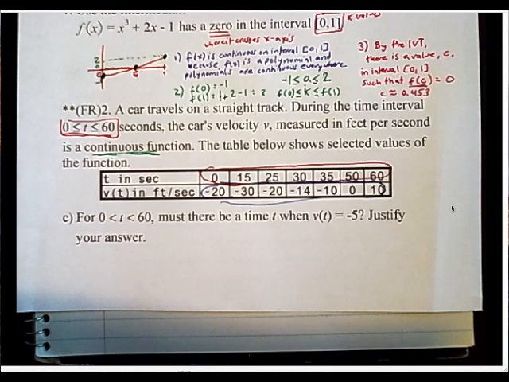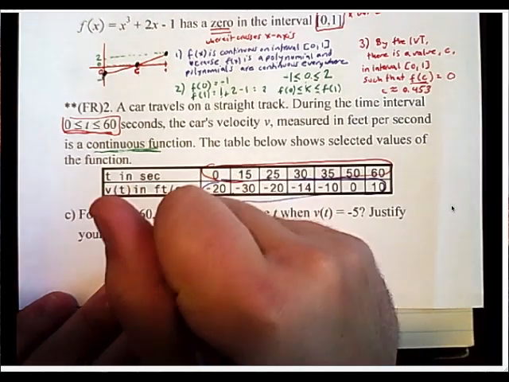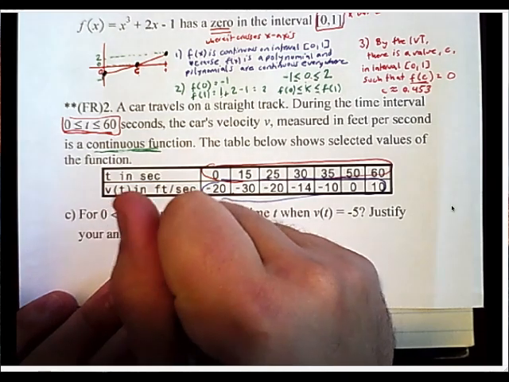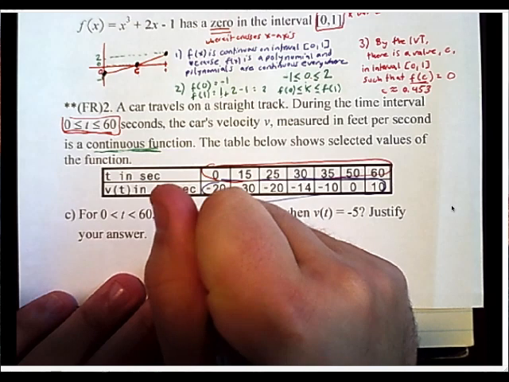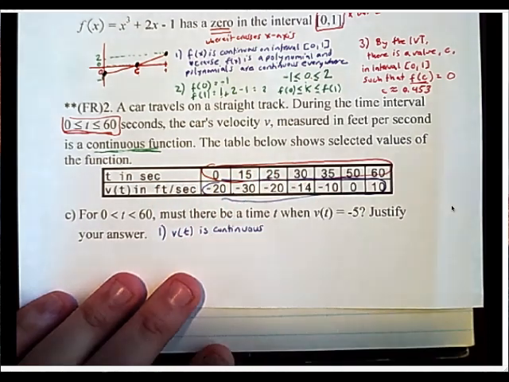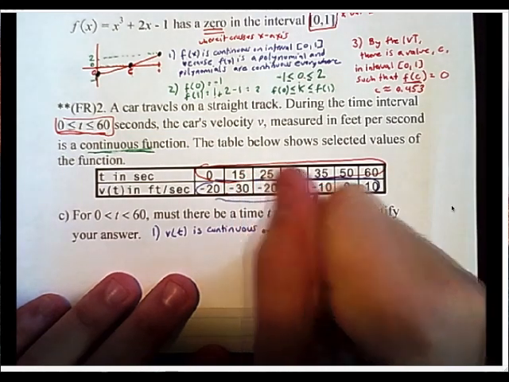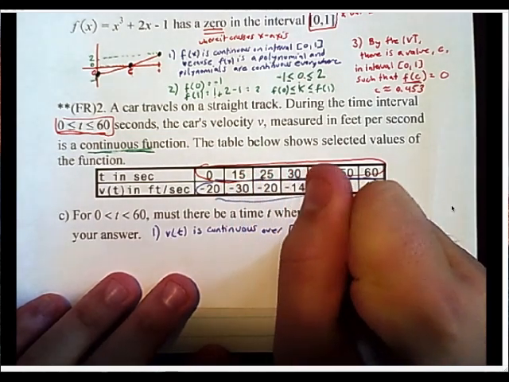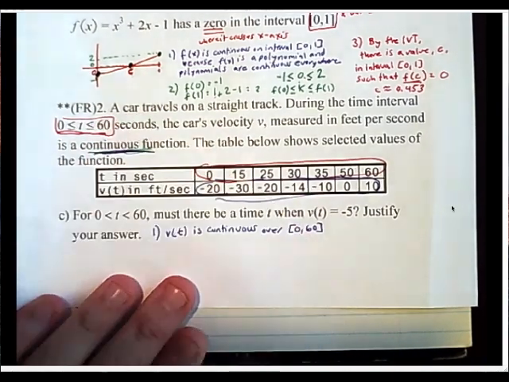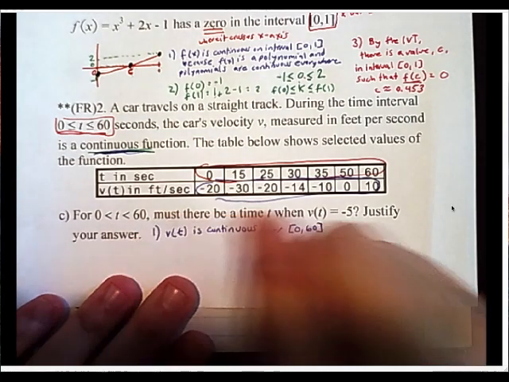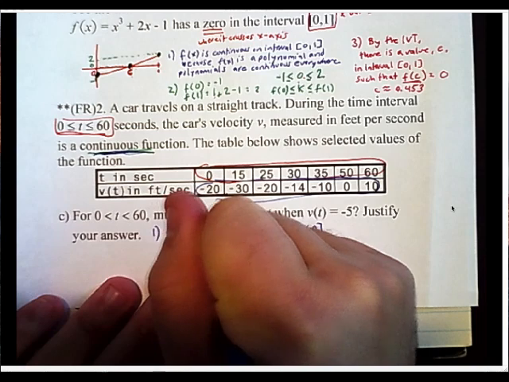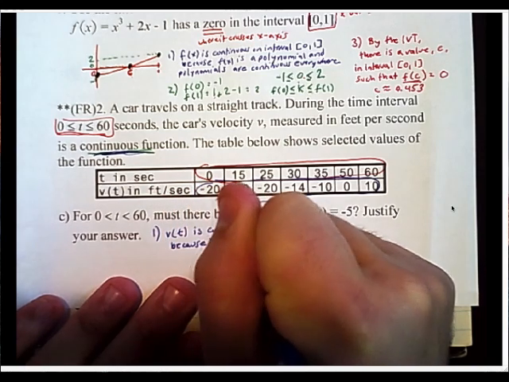Well, let's think about it. Does it meet the conditions? So is v of t continuous? How do I know that v of t is continuous over the time interval 0 to 60? How do I know that? Well, it tells it to me in the problem. So I know that v of t is continuous over 0 to 60 because it is stated in the problem.